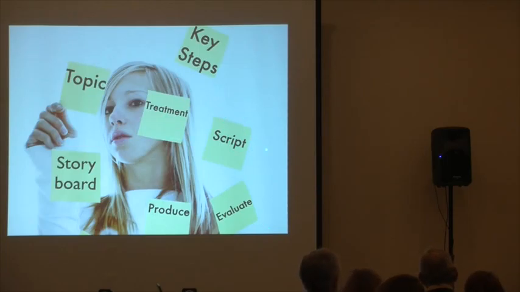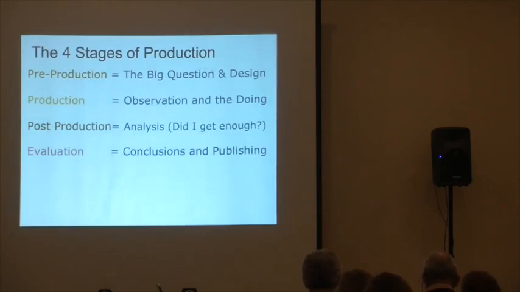So anyway, once you get your script, you got to storyboard it, all important, produce it, evaluate it, and then of course there should be another post-it note right here saying publish. All right. So, here are your 4 stages of production. Pre-production, production, post-production, evaluation. Anyone recognize those 4 on the right?